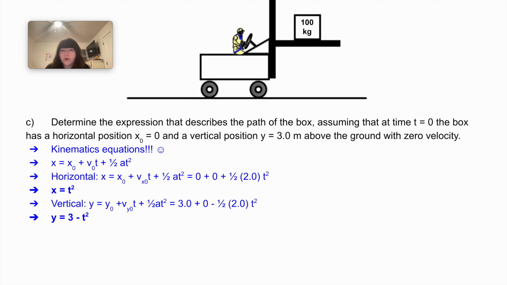So now we're going to use substitution to turn this system into one equation, which is expressed as a function of x. So when we do this, we will find that our final answer is y equals 3 minus x.